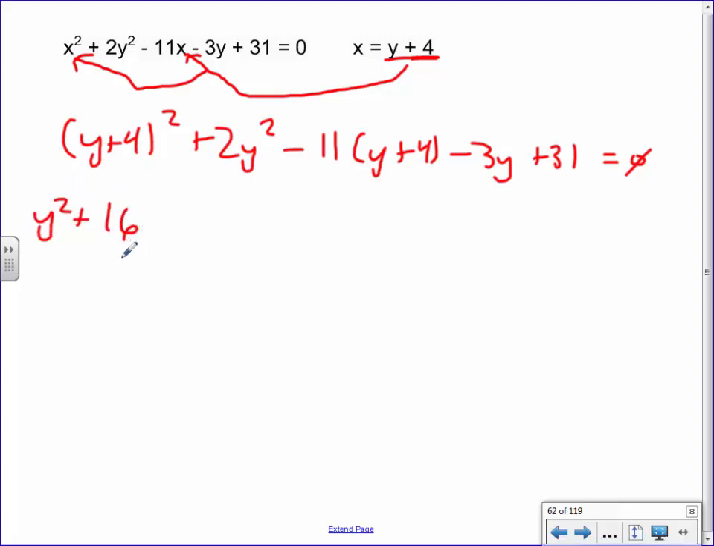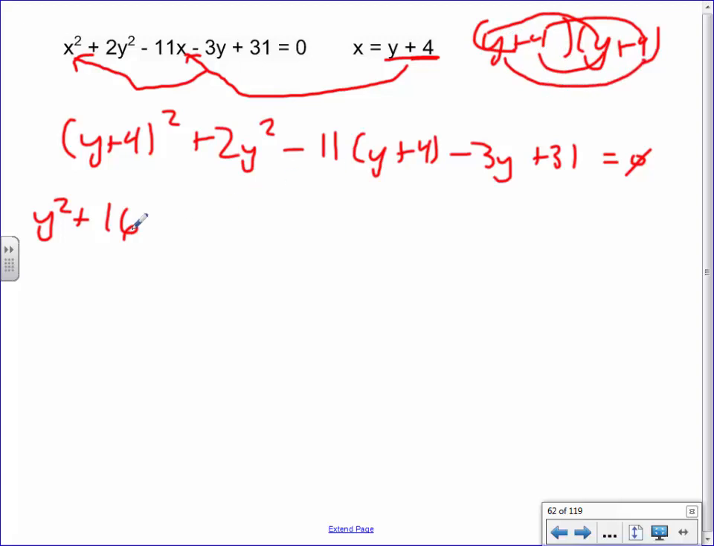Well, actually, it's not y squared plus 16. You've got to be really careful here, because y plus 4 squared means you're writing it next to itself. Y times y is y squared. 4 times 4 is 16, but what did you miss? The inside numbers, right? Because there's a 4y right here, and there's 4 more y right there. So you actually missed 8y. So I'll just throw it on the end there.